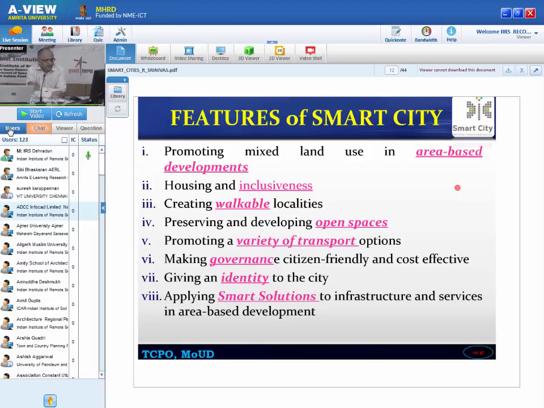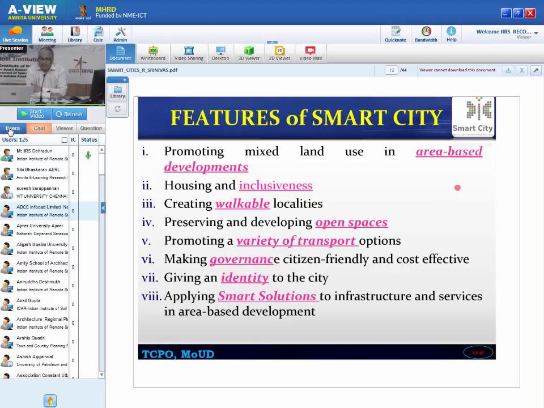Similarly, another feature is housing and inclusiveness. You need to create housing for each and every section of society. It is very well known that in cities like Mumbai, Delhi, or any other metro city, a large extent of the population lives in slum areas, and those slum areas also require housing. So one of the features is also that you ensure housing for all. Now, create walkable localities. In order to restrict urban sprawl, you need to have a compact city, and need to create walkable localities. You need to create pedestrian pathways, so that people can move with ease.